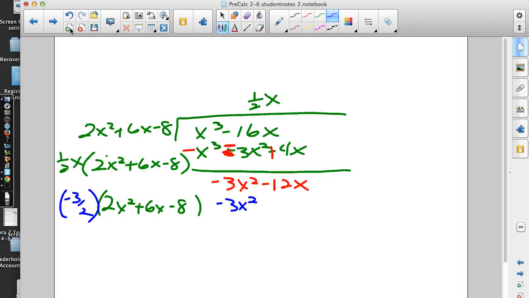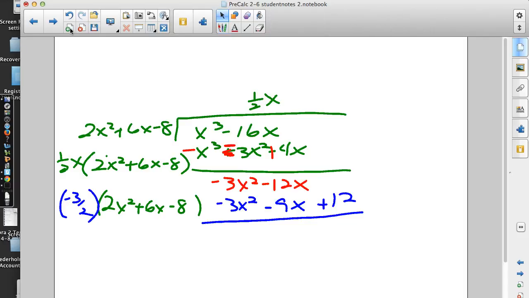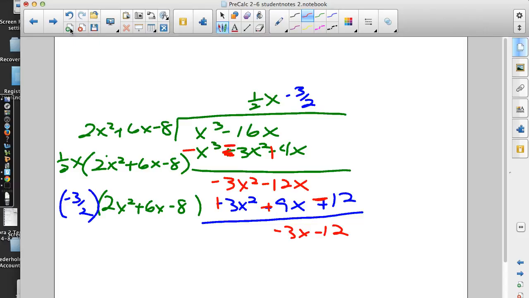-3/2 times 6. Give it as 6 over 1. Do a little cross reducing if you want to, or just think 1/2 of 6. So that would give us a -9x. And then -3/2 times -8, positive 12. Do not forget to change the signs and add, but let's put that -3/2 in there. So our -3x squared, x squared, that's gone. We'll have a -3x minus 12.